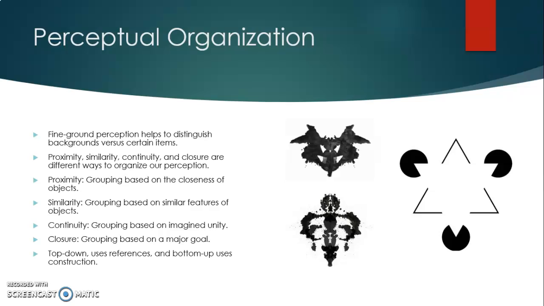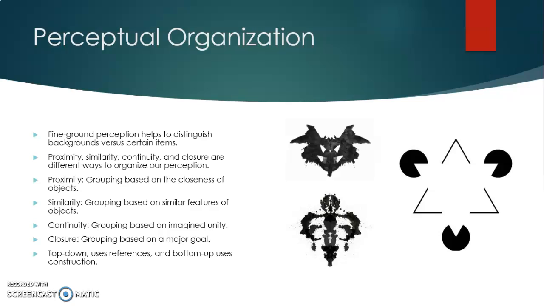Proximity is grouping based on how the objects are close together. An example of this would be a car parked near a tree or a bottle near a door. Similarity is grouping based on how something appears to be the same. For example, a flock of doves or a herd of cows. Continuity is grouping based on an imaginary unity, like dotted lines.